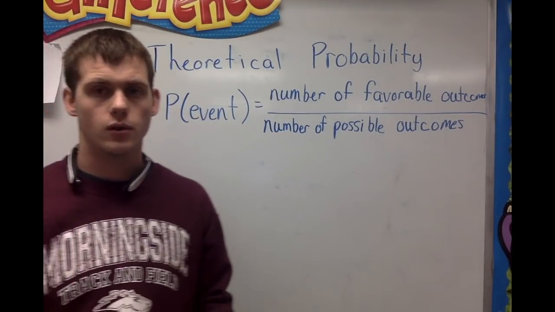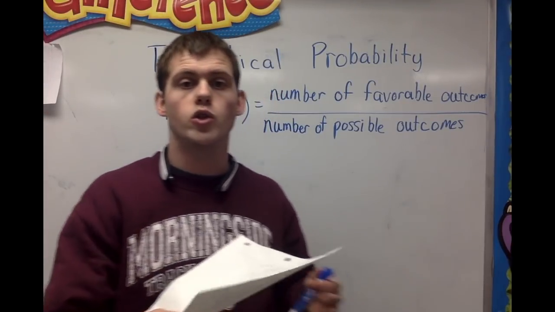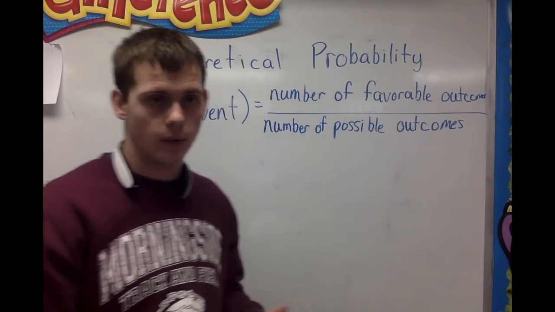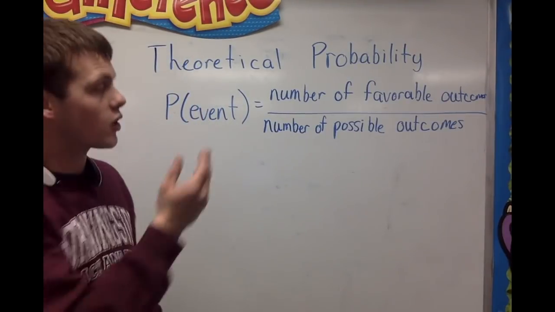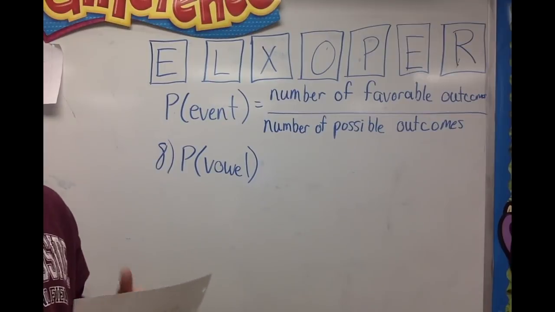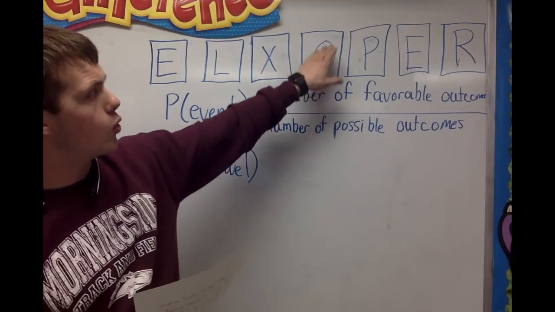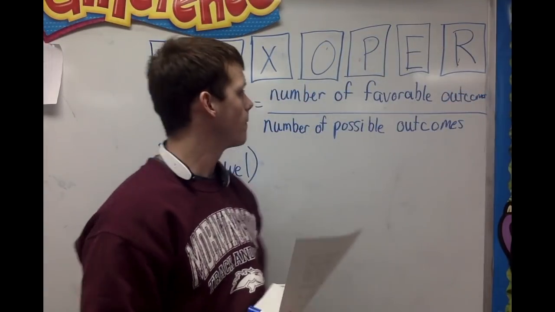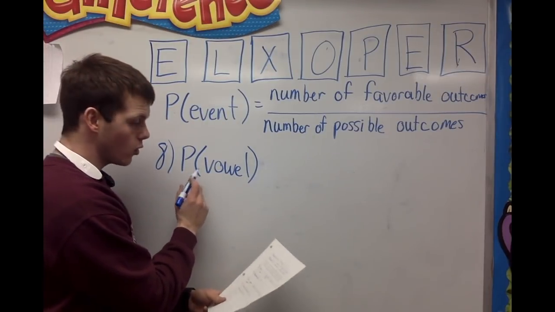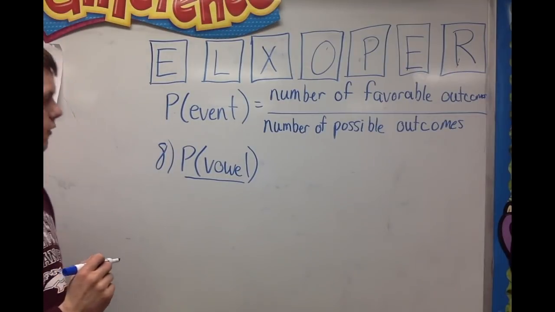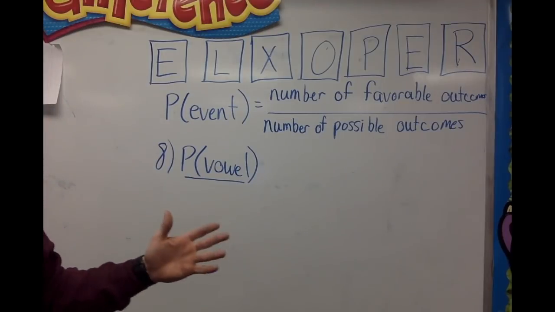So favorable outcomes are what I would think of as what you're looking for, what you want to happen, and this is what could happen. Out of all of our options, that's what could happen. So in our next problem, we're given these letters: E, L, X, O, P, E, and R. So our job is to find the theoretical probability of finding a vowel. So remember, a vowel is A, E, I, O, and U.